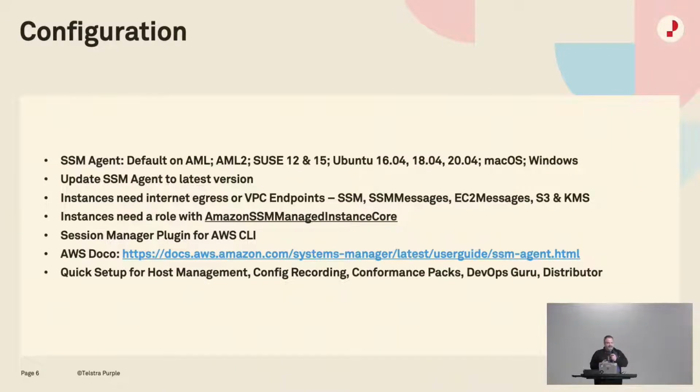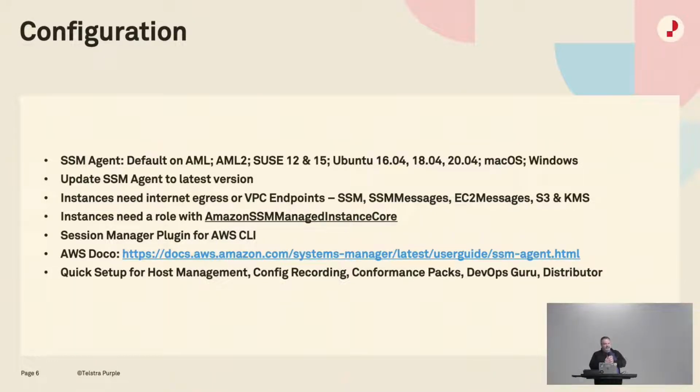Once you've got the agent, it actually needs to be able to talk to the SSM services, so you need some form of internet egress or preferably VPC endpoints. The three main ones you need directly for SSM are SSM, SSM messages, and EC2 messages, but you also want an S3 endpoint that'll allow you to do your updates, and there's a whole lot of extra stuff that you need KMS for now. So you want a KMS endpoint.